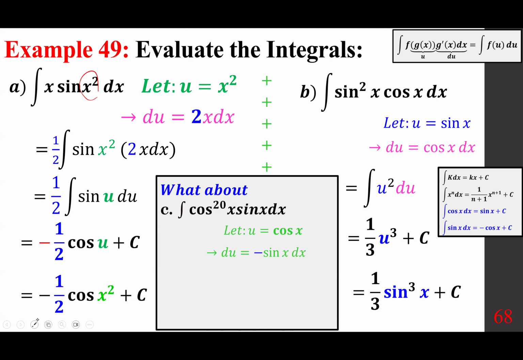So in essence, this one needs a negative, so you put it there. And now clearly you have this negative and you keep it. And this is u to the power of 20 du. So -1/21, u to the power of 21, and a constant. Replace the u, and you're done. -1/21 cosine to the power of 21x plus a constant.